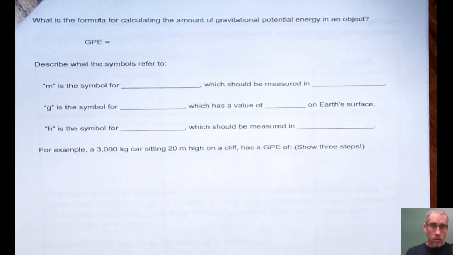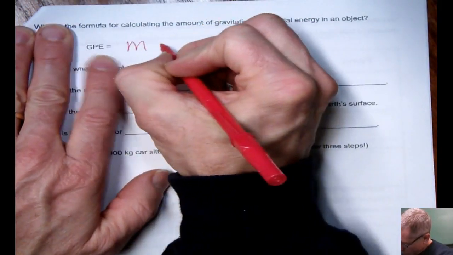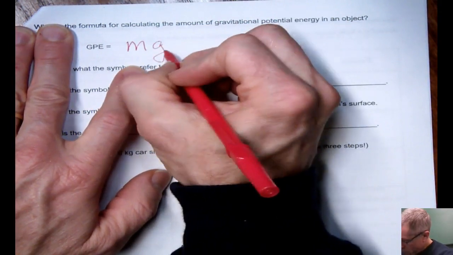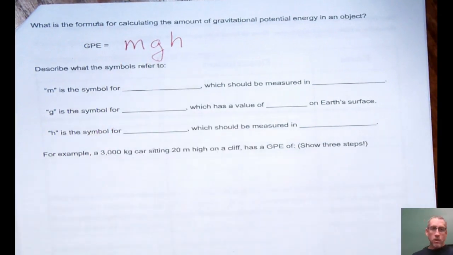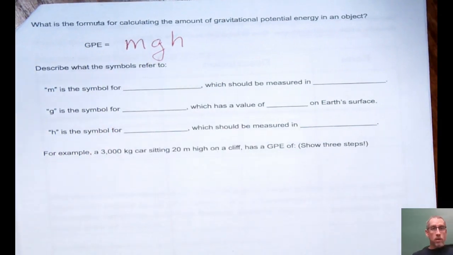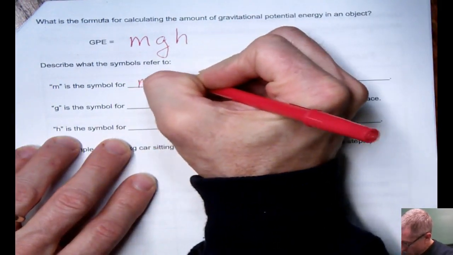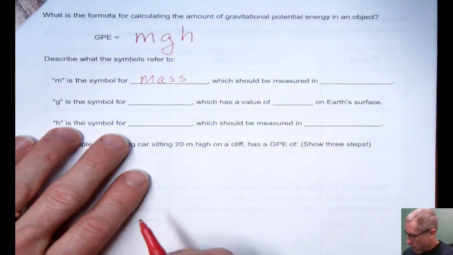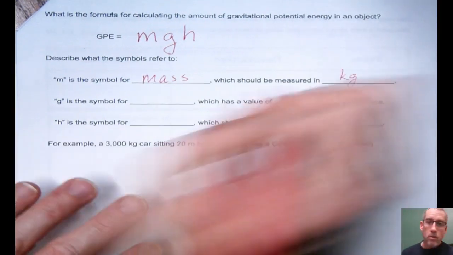Now let's do a similar thing for gravitational potential energy. I'm going to give you the symbolic equation. It also has an m in it. And then it has 2 other factors that are all multiplied together, m times g times h. So we just have to know what these 3 stand for. And again, the m, just like it was for kinetic energy, is the mass. And that has to be measured in kilograms.